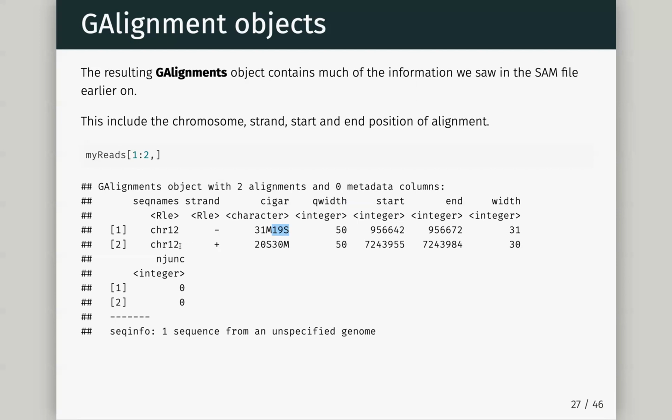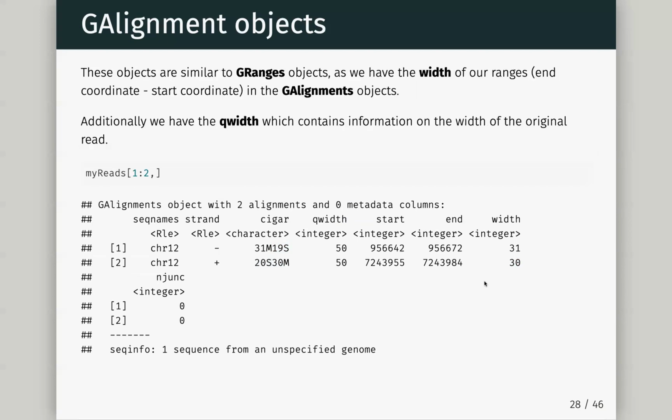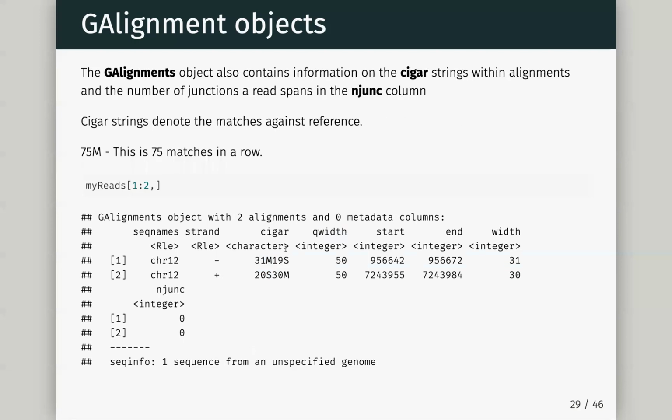The other way around here, where this one's mapped to the positive strand, 20 was soft clipped off at the beginning and 30 mapped here. And we can see that reflected again in the width here. So as I say, they're very similar to GRanges objects. We have additionally this qwidth, whereas width is the actual alignment on the genome, which is really what we're interested in. Because we know how long the actual read is, and we know the cigar, we can also extract qwidth. Apart from that, it looks very much like a GRanges. It also contains the cigar.